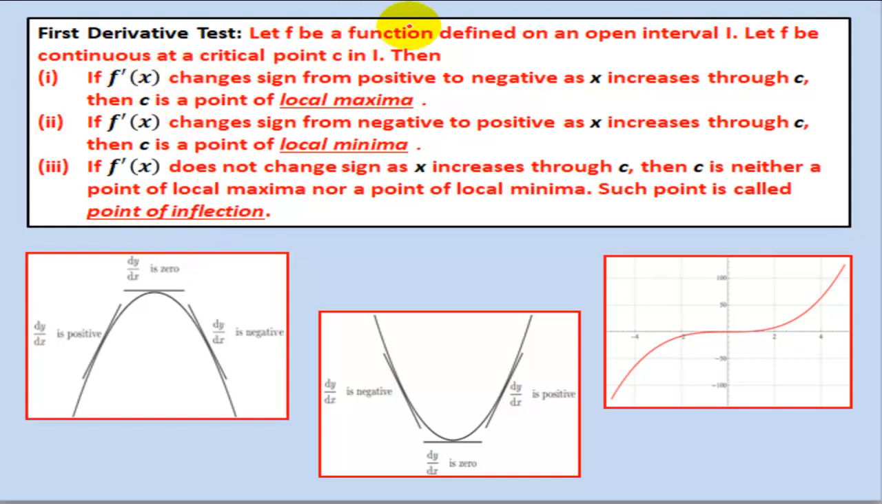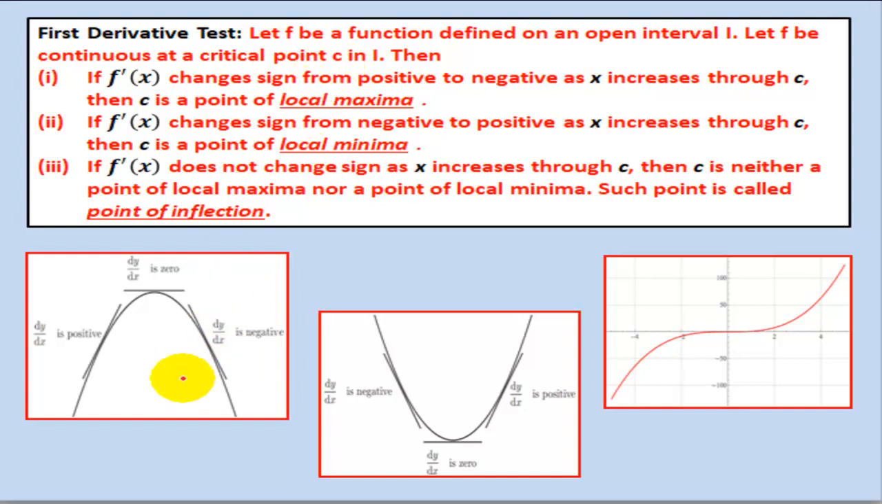It says if f is a function which is defined on an open interval I, and it is also continuous at the critical point c in I. I hope you are aware of the critical point. In an interval, a critical point is that point where the derivative of the function comes out to be 0. Or you can say the tangent, if drawn, comes out to be parallel to the x-axis.